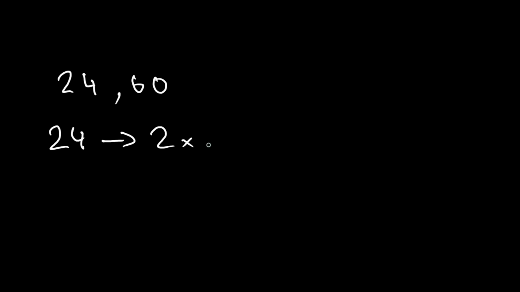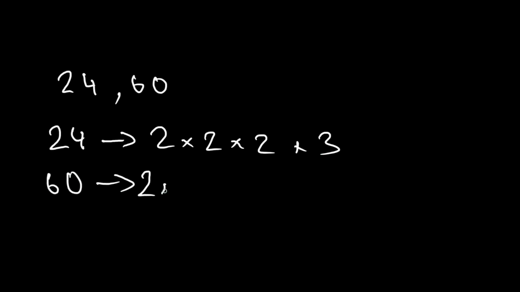Let's try one more example. We'll find the HCF of 24 and 60. The prime factors of 24 are 2, 2, 2, and 3. And the prime factors of 60 are 2, 2, 3, and 5.